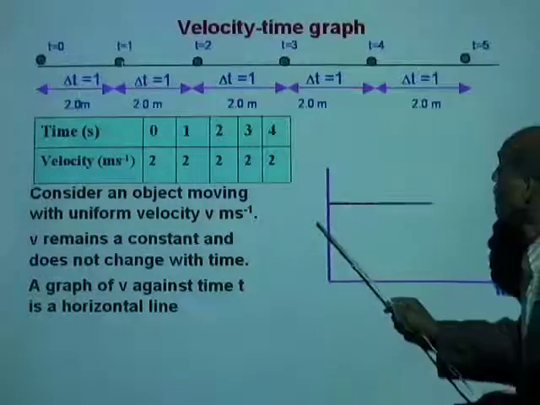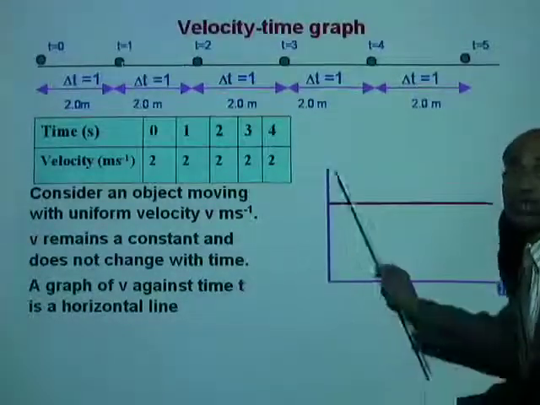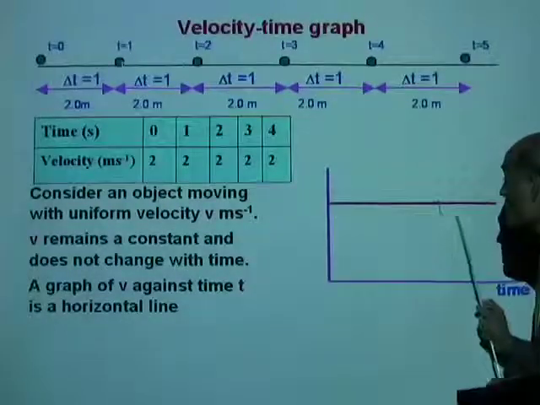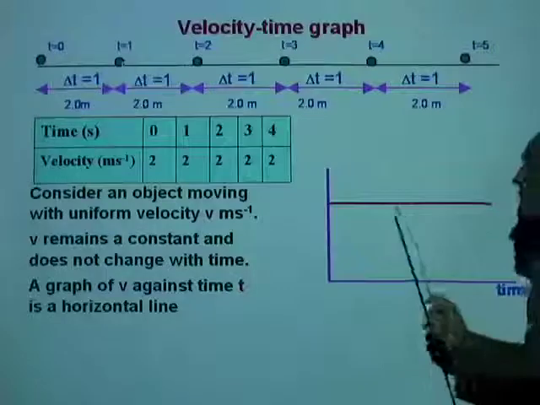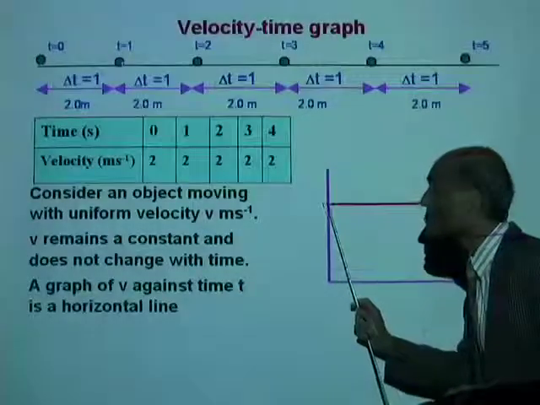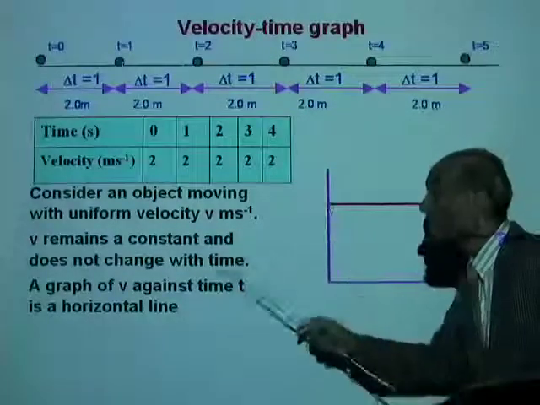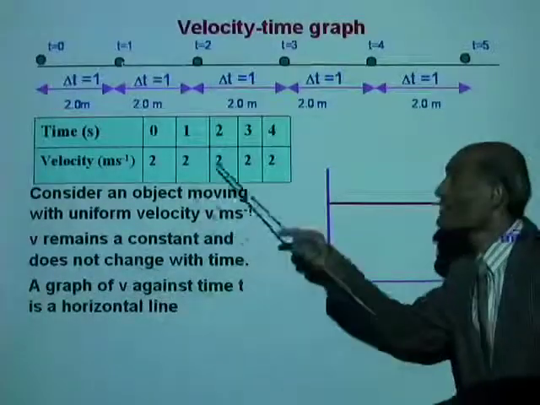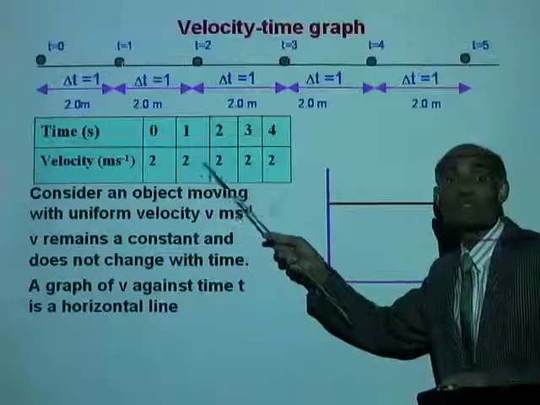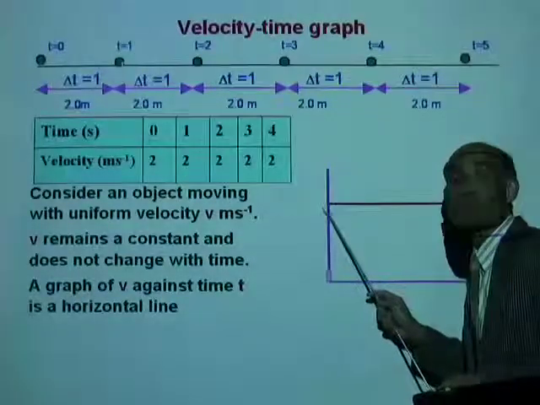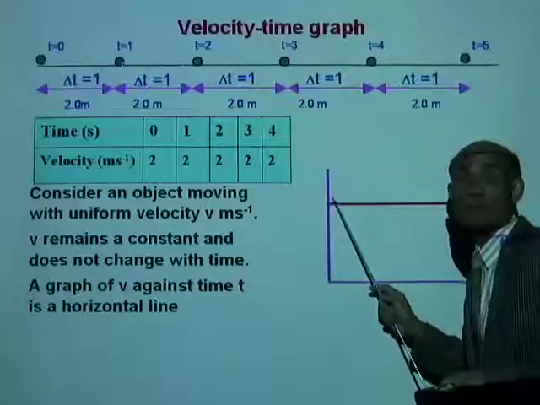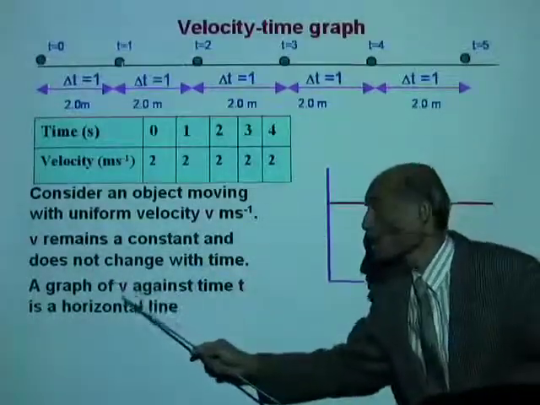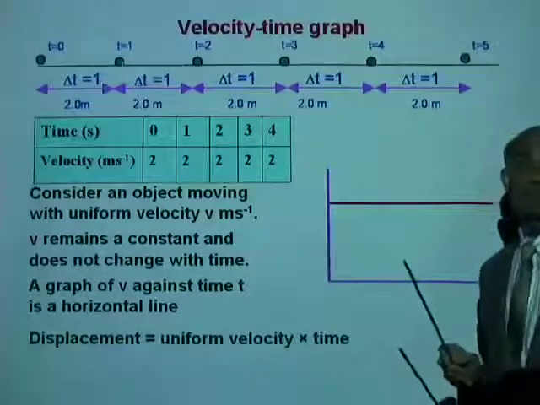Now, if I draw velocity on the vertical axis and time on the horizontal axis, that will be a straight line. What will this value represent? This value represents the uniform velocity v. If v equals 2 meters per second, then this will be 2 meters per second. But at the moment, we will not give it any specific value. We will call it v meters per second.